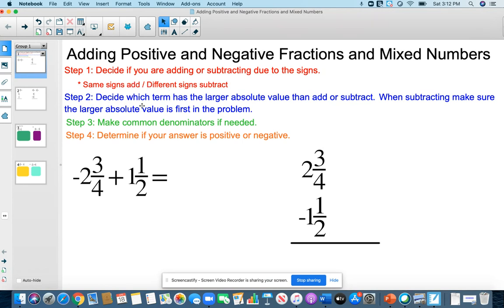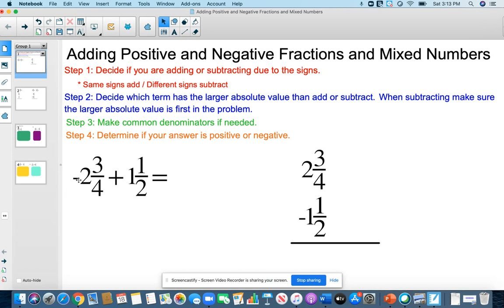Step 2, determine which term has a larger absolute value, then add or subtract. When subtracting, make sure that the larger absolute value is first in the problem. Third thing you have to do with fractions is make sure they have common denominators, if needed. If they already do, you're good. If not, you need to get them to common denominators. And then the fourth thing we have to do to solve the problem is determine if your answer is positive or negative, deciding which one has the larger absolute value.